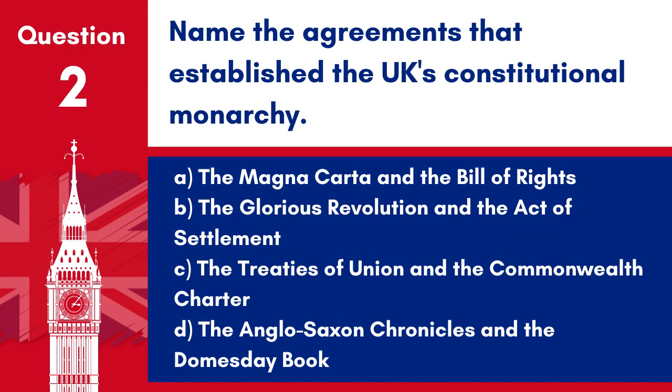Question 2. Name the agreements that established the UK's constitutional monarchy. A. The Magna Carta and the Bill of Rights. B. The Glorious Revolution and the Act of Settlement. C. The Treaties of Union and the Commonwealth Charter. D. The Anglo-Saxon Chronicles and the Domesday Book.